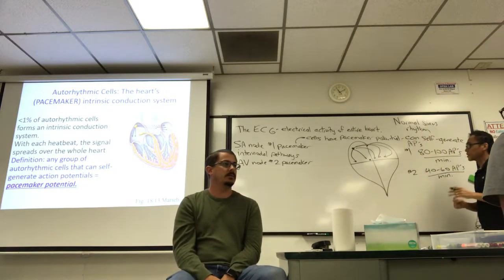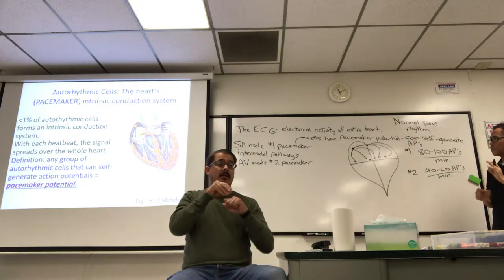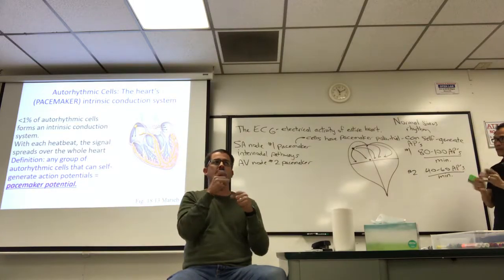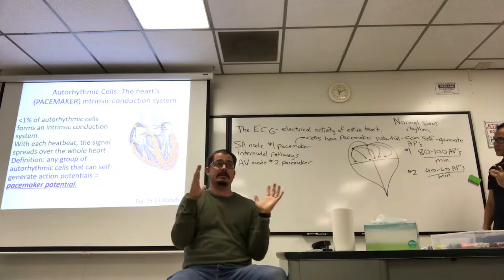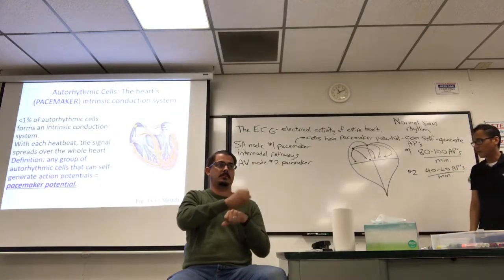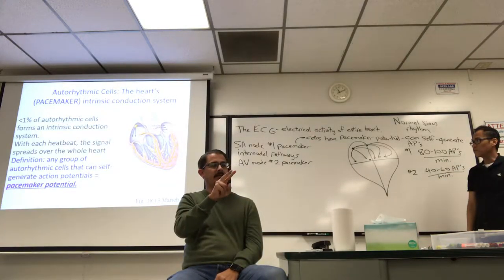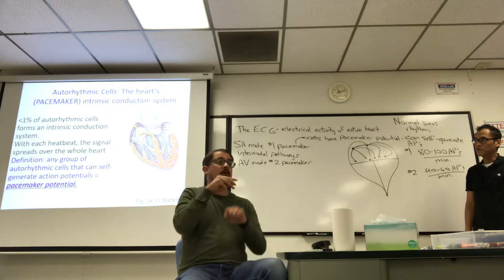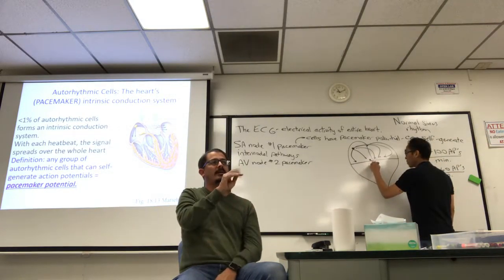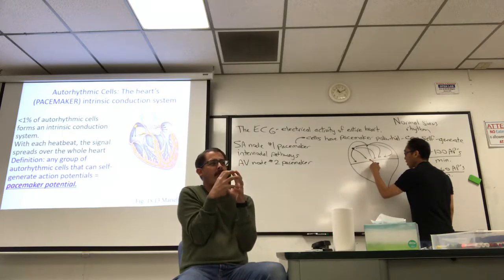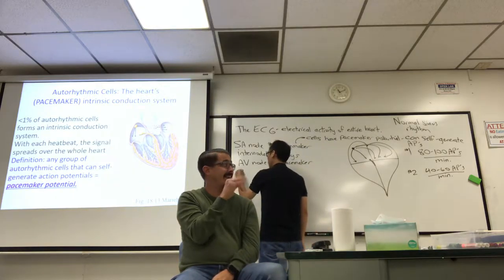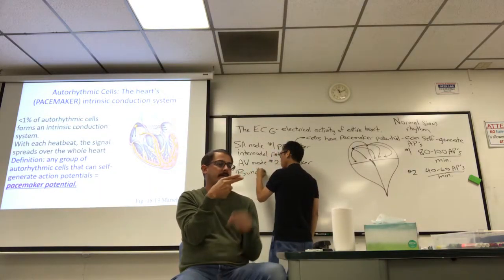So far, the signal has spread from the SA node to the AV node, so we've only managed to stimulate the atria. The atria are stimulated first, because that's where the SA and the AV nodes are located. For the signal to spread down to the ventricles, it's forced through one little bundle right there. It's called the bundle of His. Sometimes it's called the AV bundle. I still call it bundle of His, which is an older term.